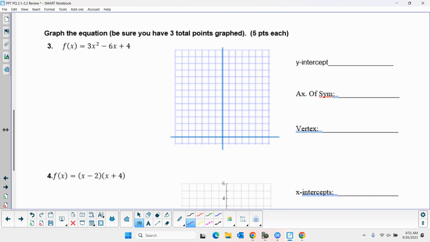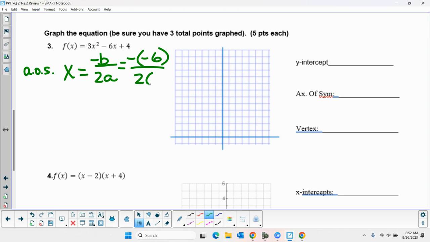All right. So this is in standard form. So I'm going to find the axis of symmetry first, using my formula, negative b over 2a. So negative, and my b is negative 6, and my a is 3. So I get a positive 6 up top, I got a positive 6 in the bottom. So that's x equals 1. I like to do that first.